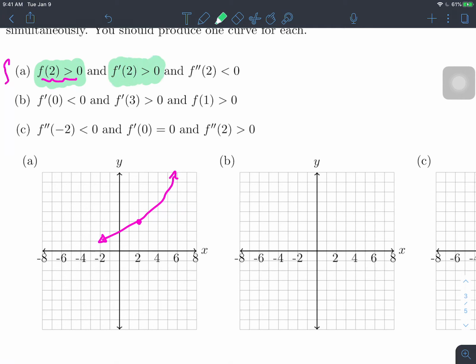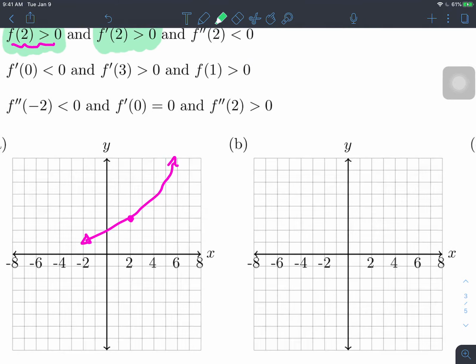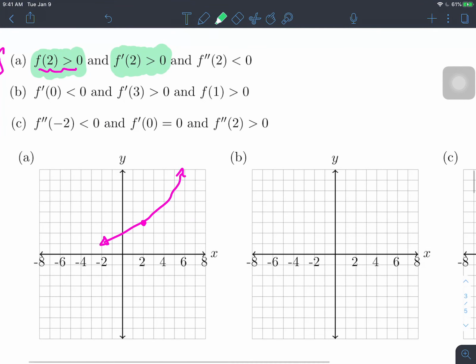About f double prime of 2 is less than 0. What does that mean for the graph? Yeah, Kevin? It should have been concave down. Okay, Kevin answered it, found his own mistake. So it should have been concave down. This is the property that wasn't quite satisfied by Kevin's original drawing. How would you fix it?